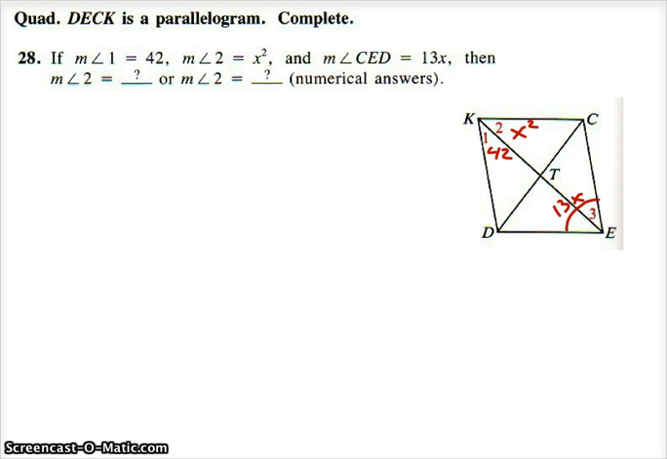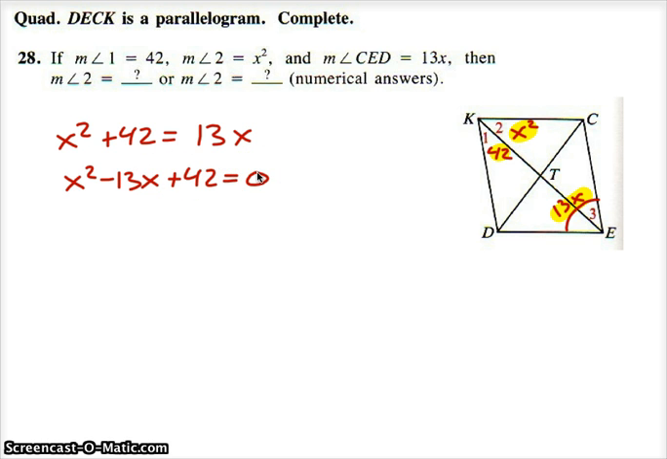All right. So let's see. I know that opposite angles in a parallelogram are congruent. So if I add the two angles together in the upper left, it should equal the angle down here in the lower right. So let's see what that looks like as an equation. x squared plus 42 should equal 13x. To solve an equation with an x squared, let's get everything on the same side and factor it. So subtract 13x on each side, and you get x squared minus 13x plus 42 equals 0.